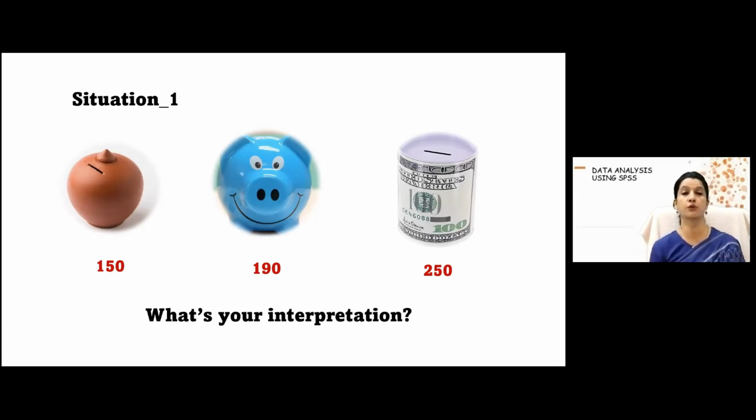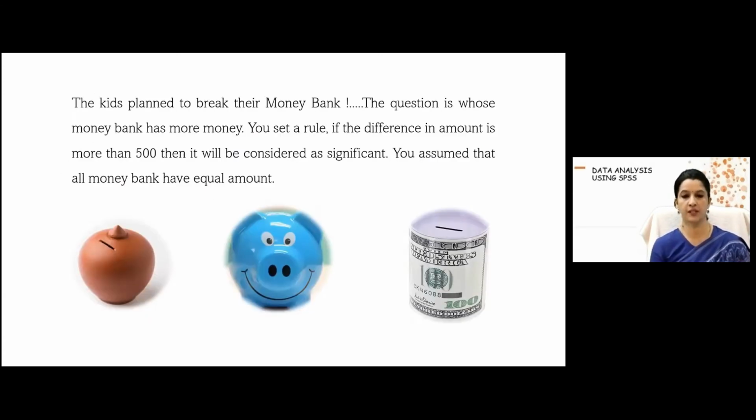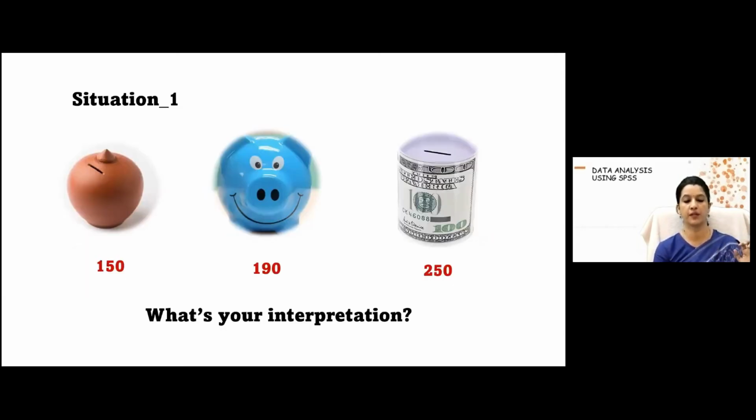Remember that we have set a rule here that if the difference is more than 500, then it will be considered significant. So yes, Tapodev, Praveen, they are writing that it is not significant. Why? Because if you see the differences between 150, 190, and 250, all these differences are less than 500. So that's why it is not significant.